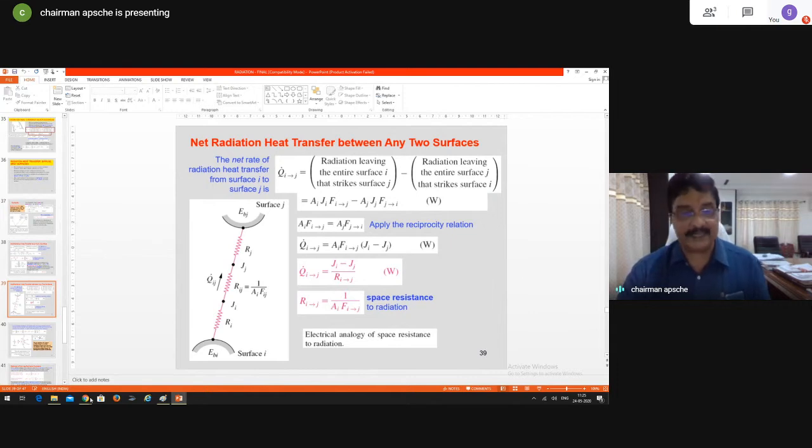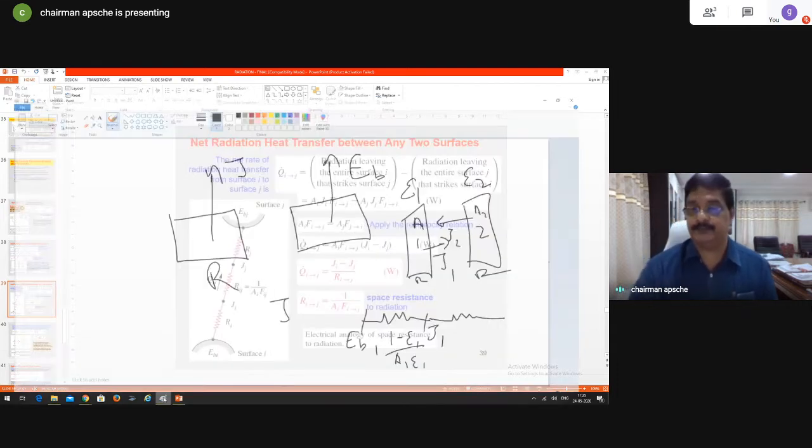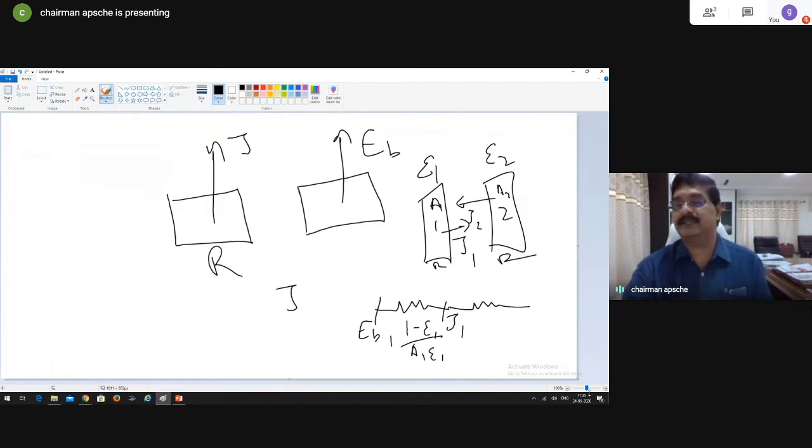So if I write the equation, let me come back and explain it to you. J1 is moving towards it, J2 is coming towards it. What is Q1 to 2 between them? Is it J1 minus J2? No.